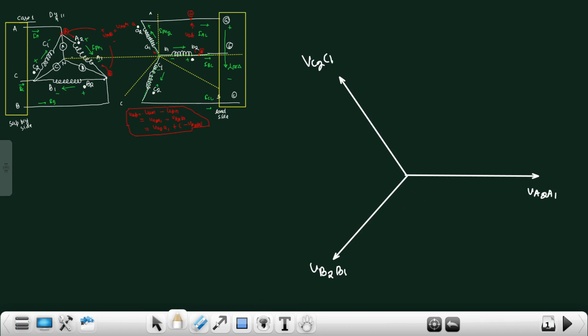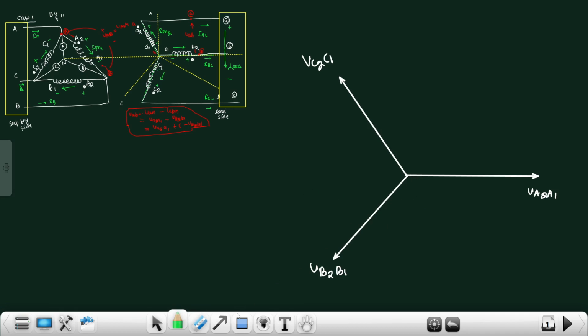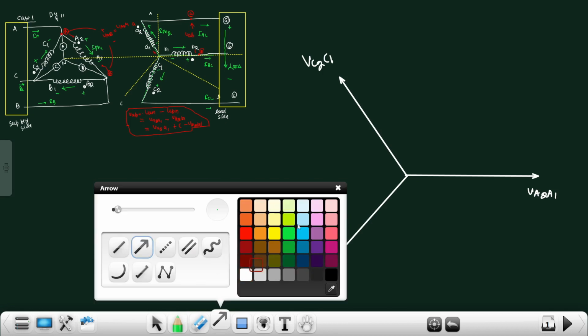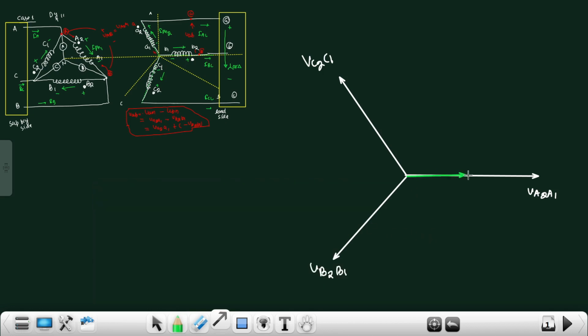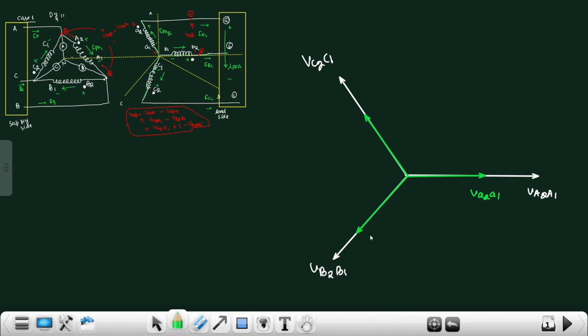Okay, and similarly we know that the coupled coils of each phase are parallel to each other. So at the LV side, VA2A1 will be in phase with HV side A2A1. Similarly, LV side B2B1 will be in phase with HV side B2B1, and LV side C2C1 will be in phase with HV side C2C1. So this is VA2A1 of the LV side, this is VB2B1 of the LV side, and this is VC2C1 of the LV side.